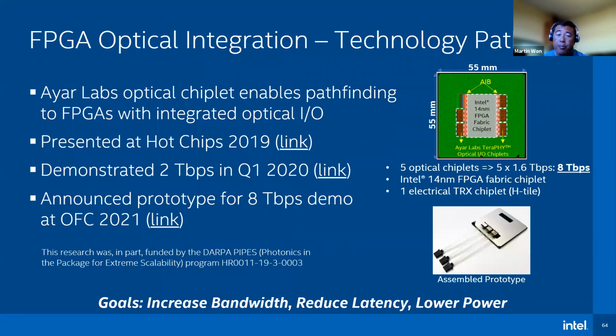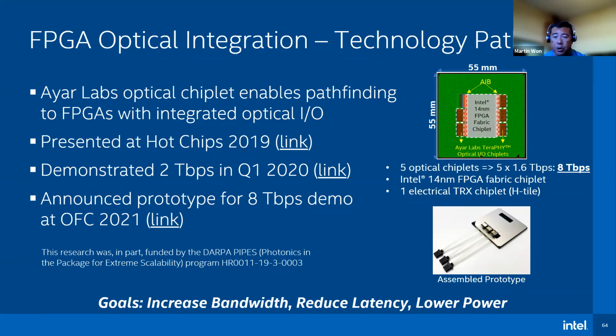These optical chiplets were built by our partner, Ayar Labs, and they have helped us pathfind the ability to integrate optical interface capability into FPGAs. Optical interfaces between semiconductors have great potential to increase bandwidth, reduce latency, and lower the power of device-level interconnects, just as they've done at the board and system level. We presented this technology at Hot Chips in 2019, and then we demonstrated it early last year at 2 terabits per second, and then announced a prototype to demonstrate 8 terabits per second interface rates at this year's OFC Optical Fiber Conference in June.